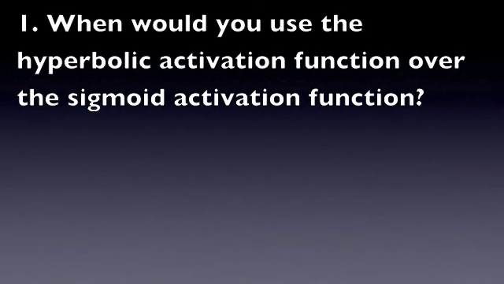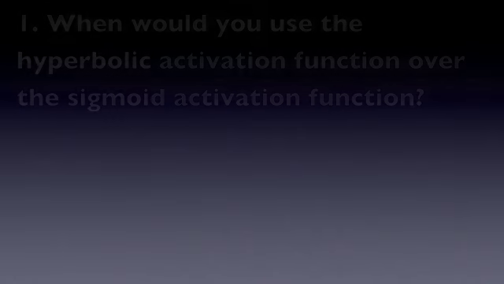The first question asks when you would use the hyperbolic activation function over the sigmoid activation function. The hyperbolic activation function allows positive and negative numbers, whereas the sigmoid only allows positive numbers.